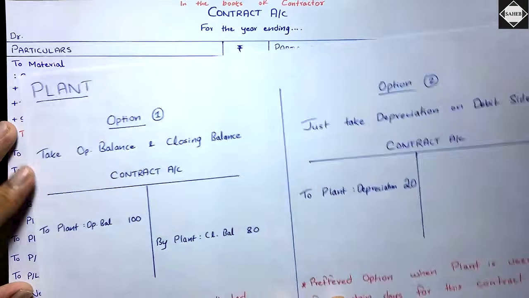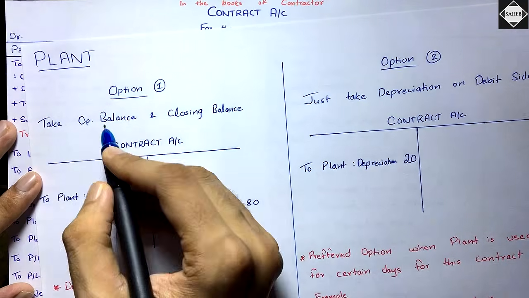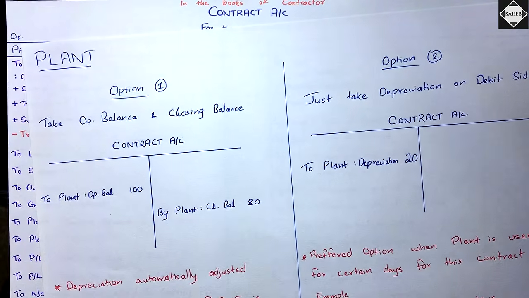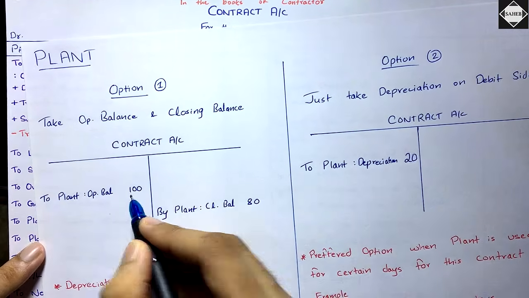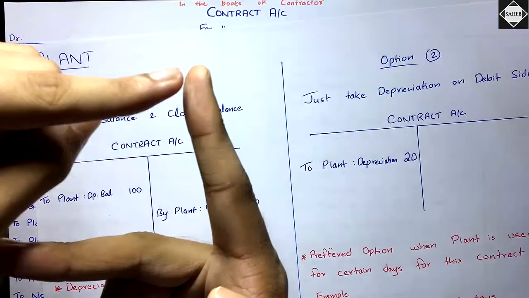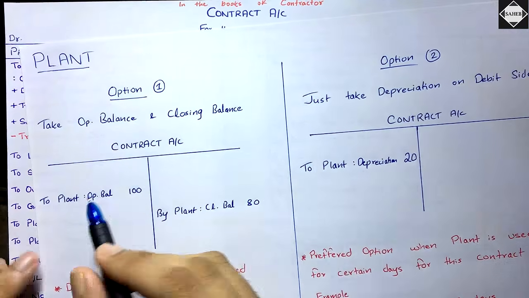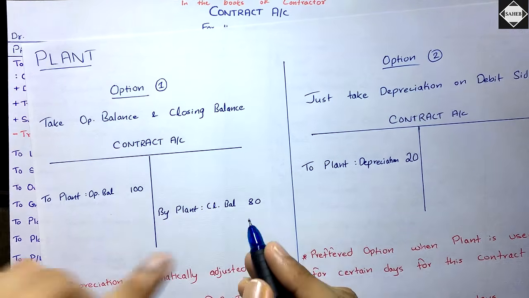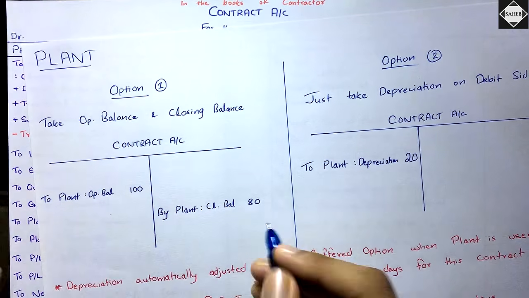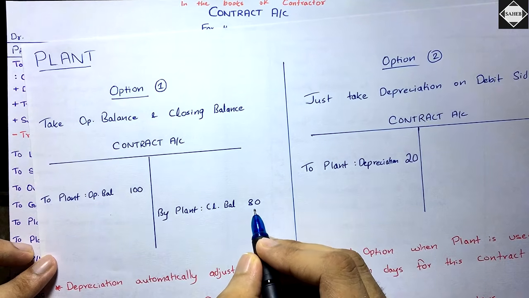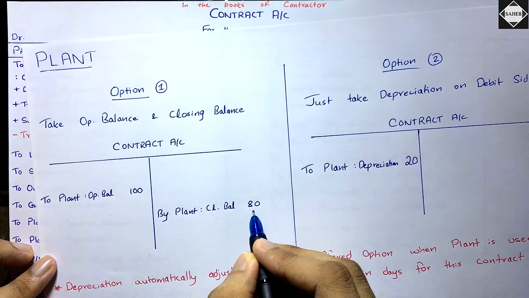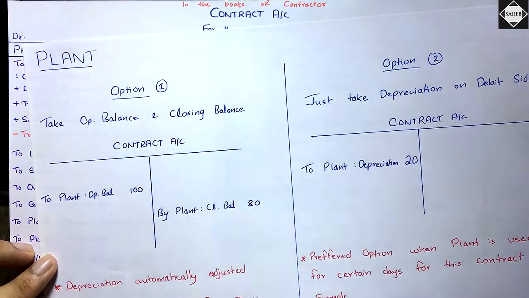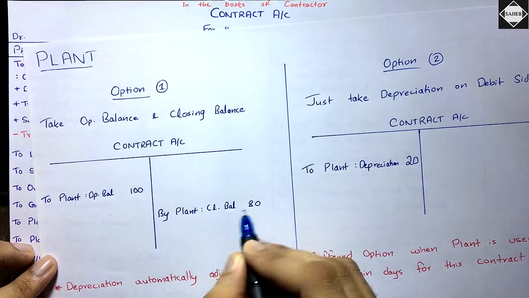It's very simple. The first option that you have is to take the opening balance of the asset. Either you purchase the asset for, let's say, 1 lakh, or you had an opening balance of the asset from the previous year. So you will take the opening balance and then you will take the closing balance after charging the depreciation, the written down value. So 100 was the opening balance and the closing balance was 80. How 80? Because let's say there is 20,000 depreciation, so the closing balance is 80.